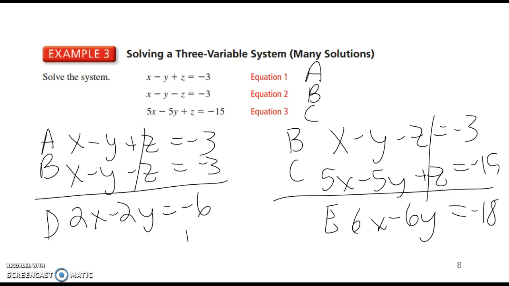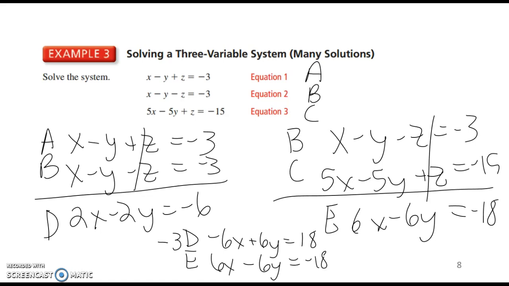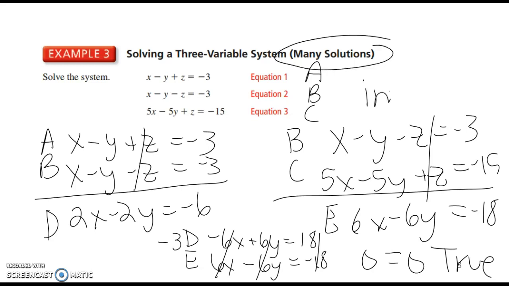I can put equations D and E together. Let's try and eliminate x by multiplying negative 3 to the D equation. I'm going to recopy the E equation. When I add down, both the x's and y's drop out, and I get 0 equals 0, which is a true statement. When you have true statements, that means you have many solutions, or infinite solutions.